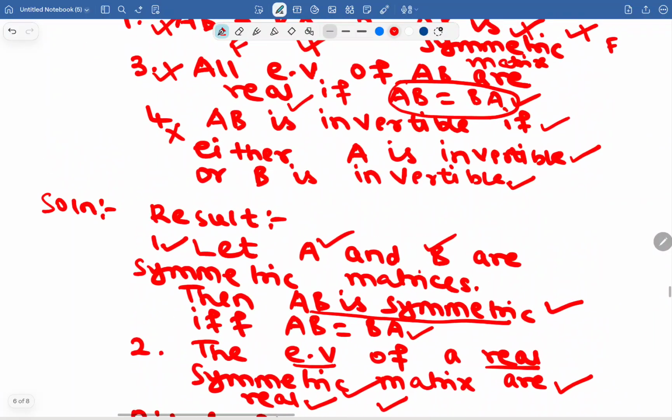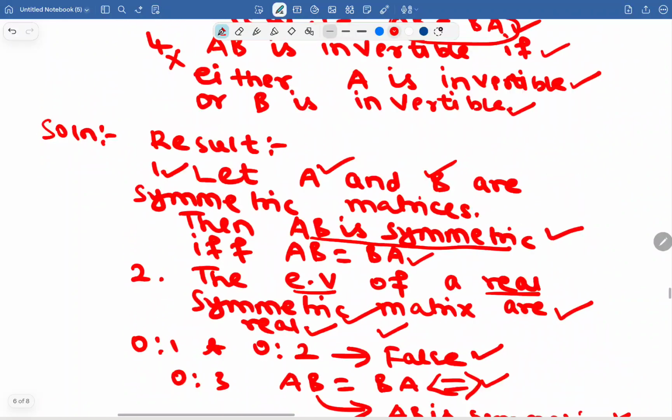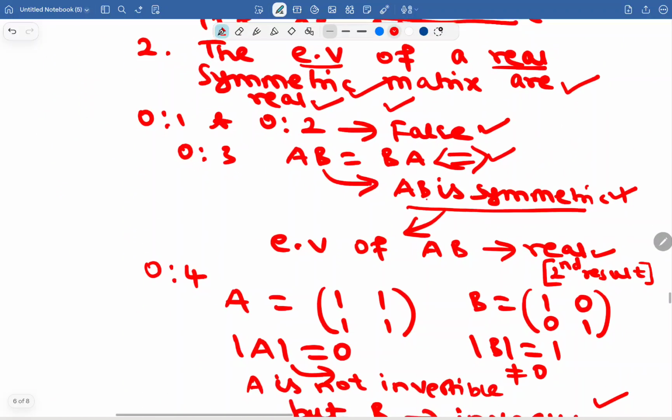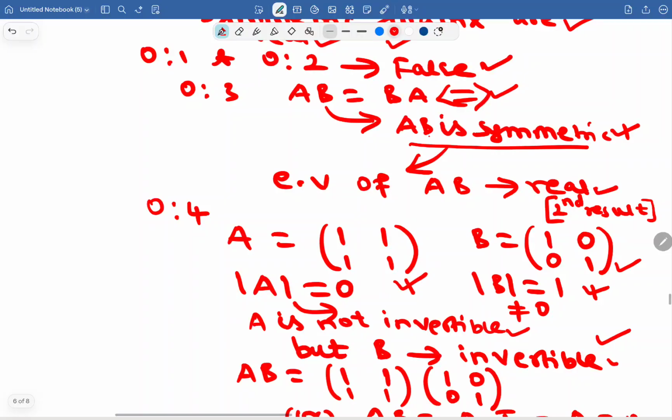Now I am going to show the fourth one is a false statement by taking a counterexample. Take A as the 2 cross 2 matrix 1 1 1 1, and B the identity matrix 1 0 0 1. Determinant of A is 0. Determinant of B is 1. Since determinant A is 0, A is not invertible, but determinant B is 1, so B is invertible.